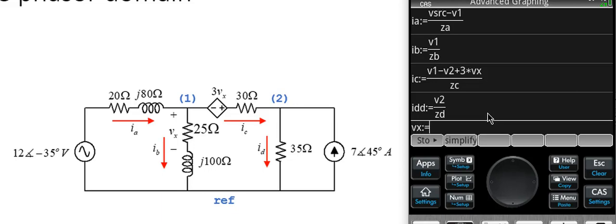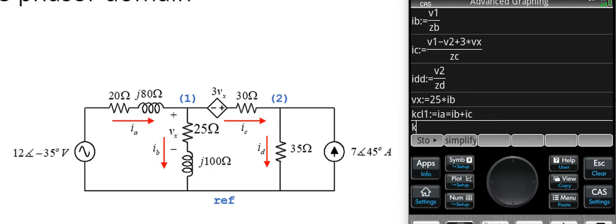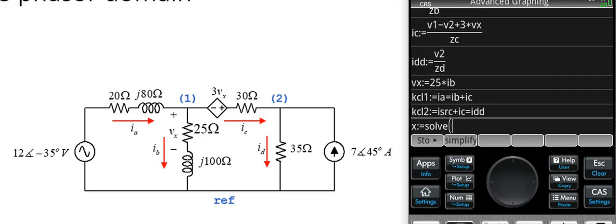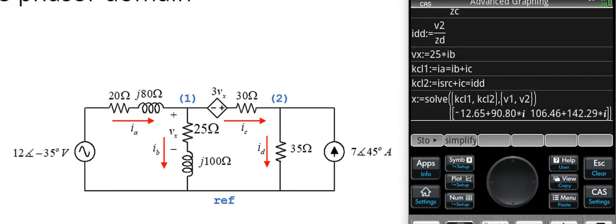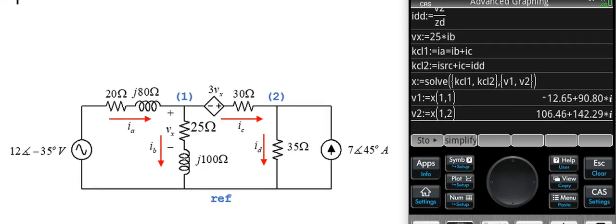Now I define Vx, which is just the drop in the 25 ohm resistor, the current IB times 25 ohms. Now let me write the KCL equations for nodes 1 and 2, currents going in equal to currents going out. For node 1, IA, IB, and IC, and for node 2, IC, ID, and the current source on the far right. And now we solve the system of equations formed by KCL1 and KCL2 for V1 and V2. Let me extract V1 and V2 from the list X.